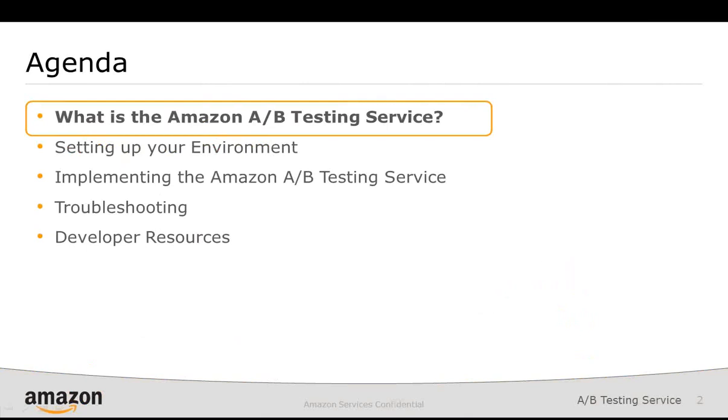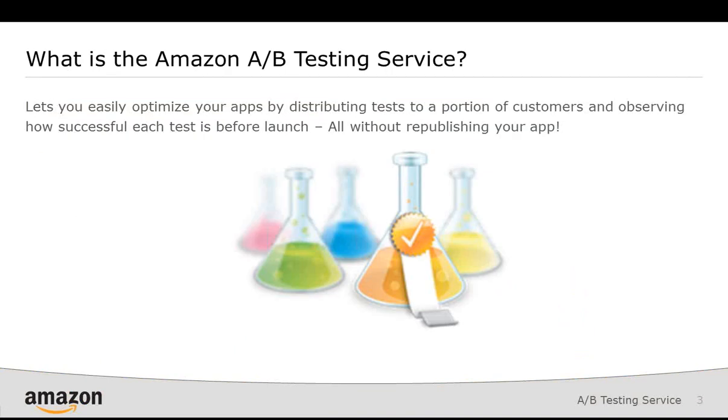So let's kick off with a simple explanation of what exactly this service is. What is A/B testing really for? Well, it lets you easily optimize your apps by distributing tests to just a portion of your customers, and then you can observe the success of each test. Based on that, you can choose to roll out a particular variation to a specific set of users or everyone all at once, and this is all without having to republish your app.